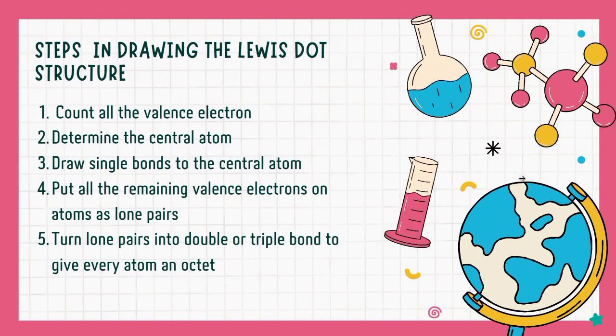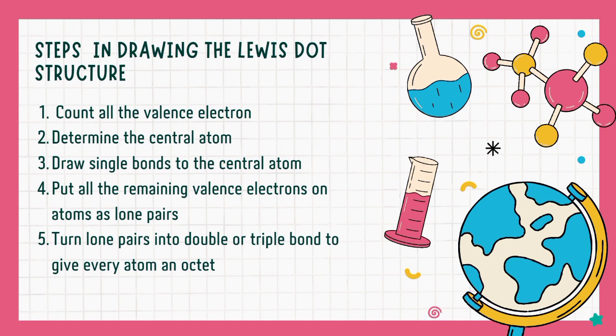And here are the steps in drawing the Lewis dot structure. First is count all the valence electrons. Next, determine the central atom, and the central atom is the element with the least amount of atoms. Third is draw single bonds to the central atom.